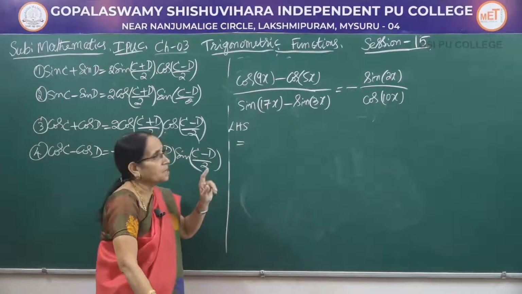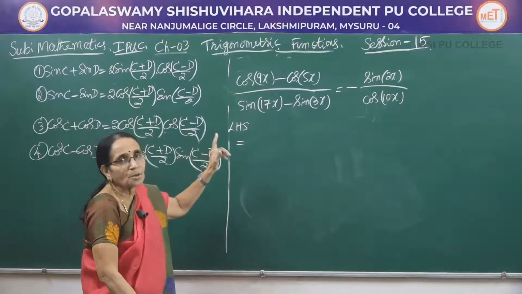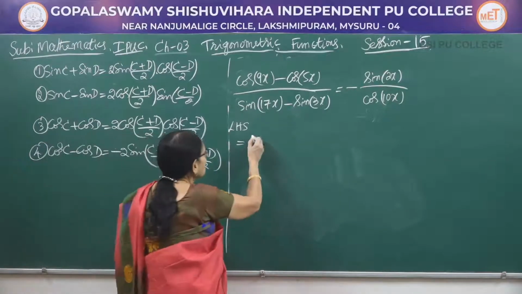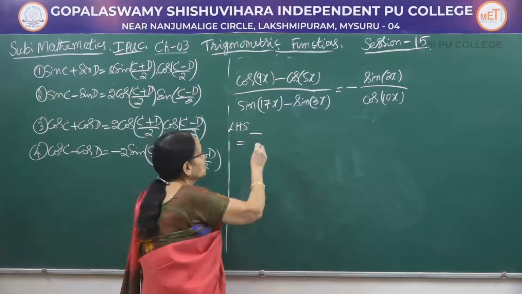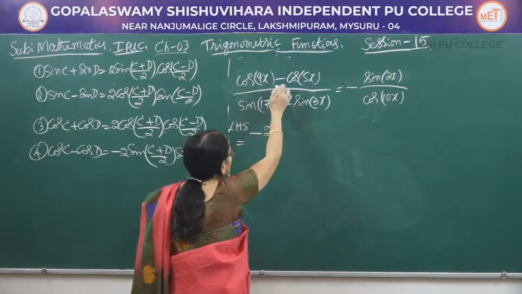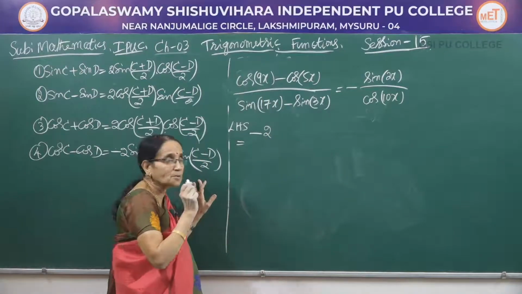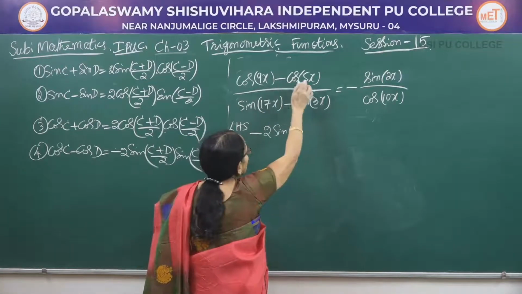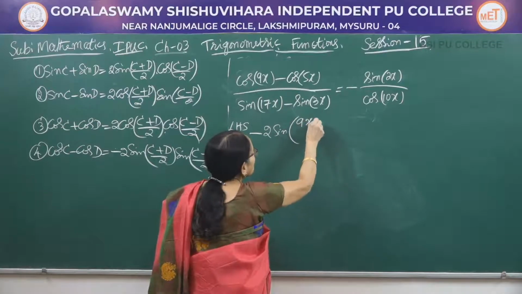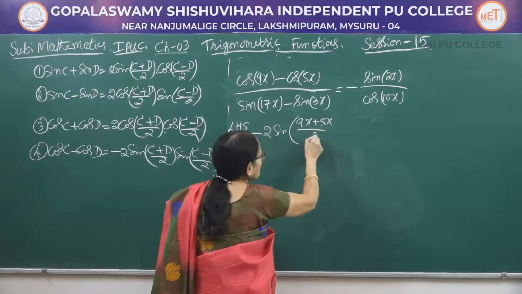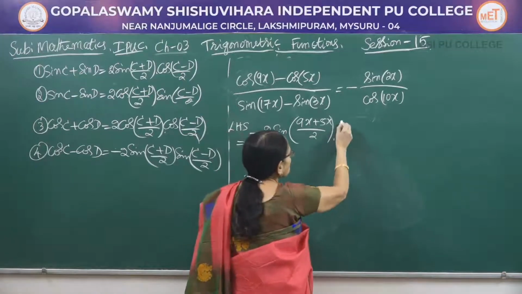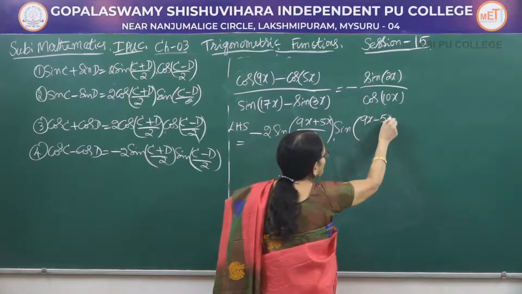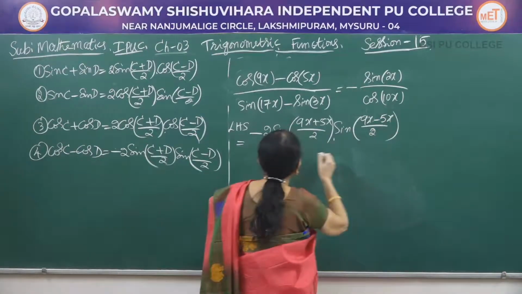Now look at the numerator. It resembles the formula cos c minus cos d, which is the last formula. In this one we have a minus sign: minus 2 times. When you have cos c minus cos d, it is purely a sine product. Minus 2 times sin of (c plus d) by 2, that is (9x plus 5x) divided by 2, into sin of (c minus d) by 2, that is (9x minus 5x) divided by 2.